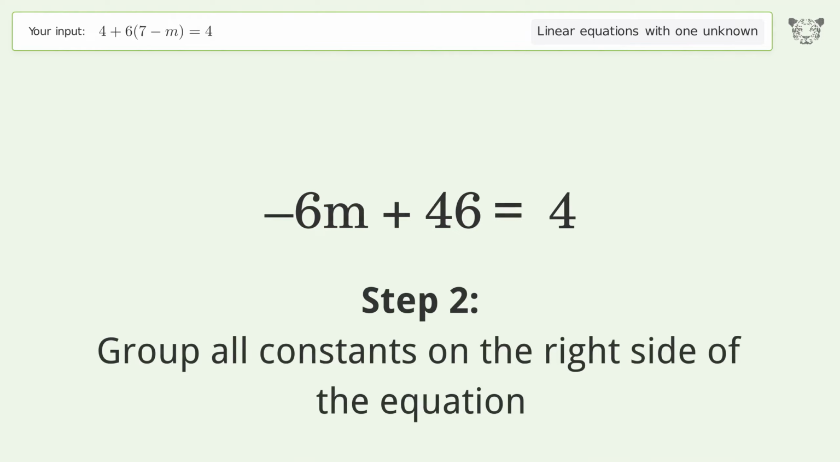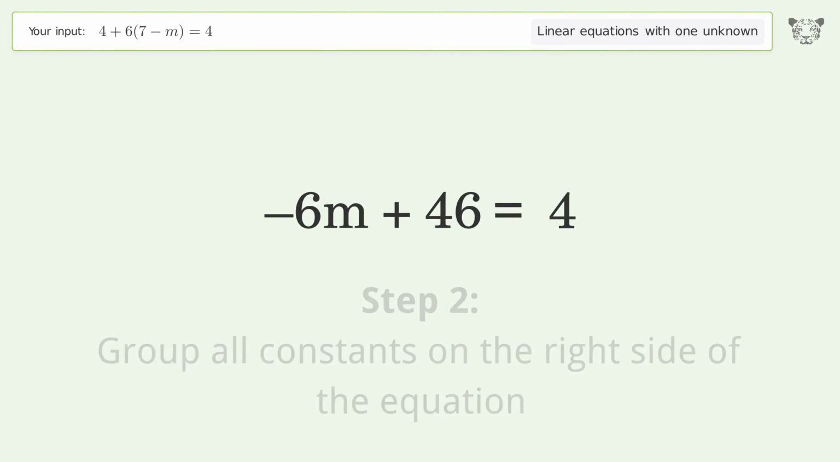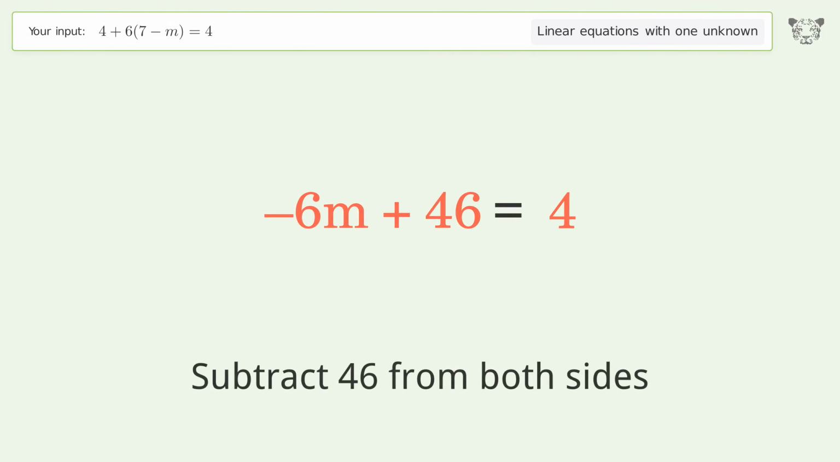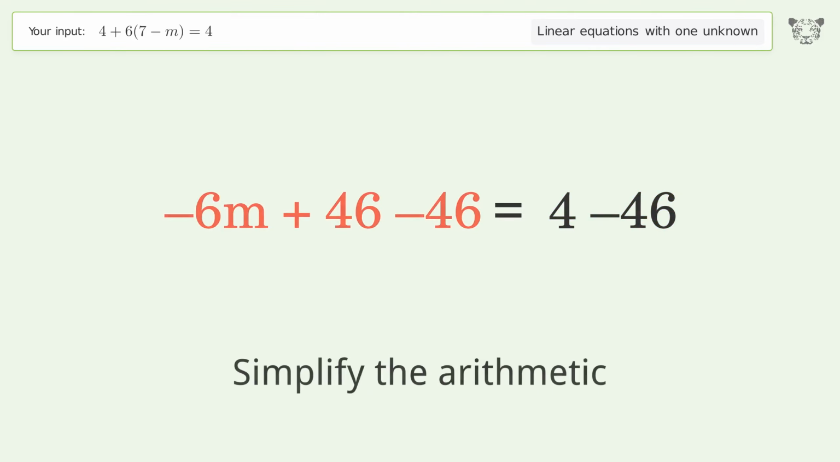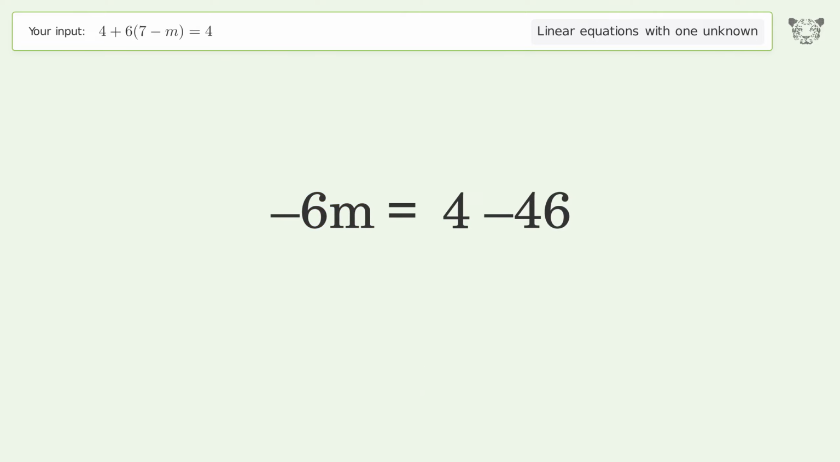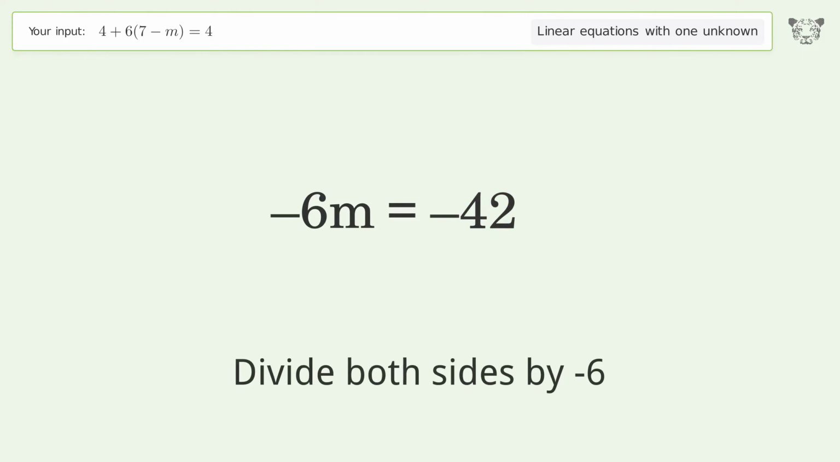Group all constants on the right side of the equation. Subtract 46 from both sides. Simplify the arithmetic. Isolate the m. Divide both sides by -6.